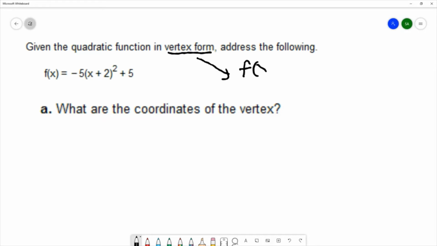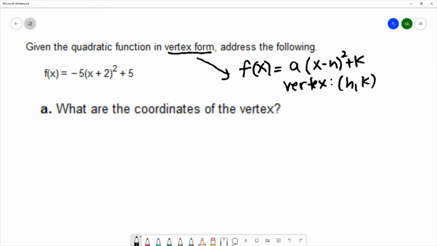A quadratic function that's in vertex form will follow the pattern of a times x minus h squared plus k. And the vertex of that quadratic, or that parabola, will be the ordered pair h, k. So you can see within the vertex form the values of h and k. For the example that we have, f of x equaling negative 5 times x plus 2 squared plus 5.